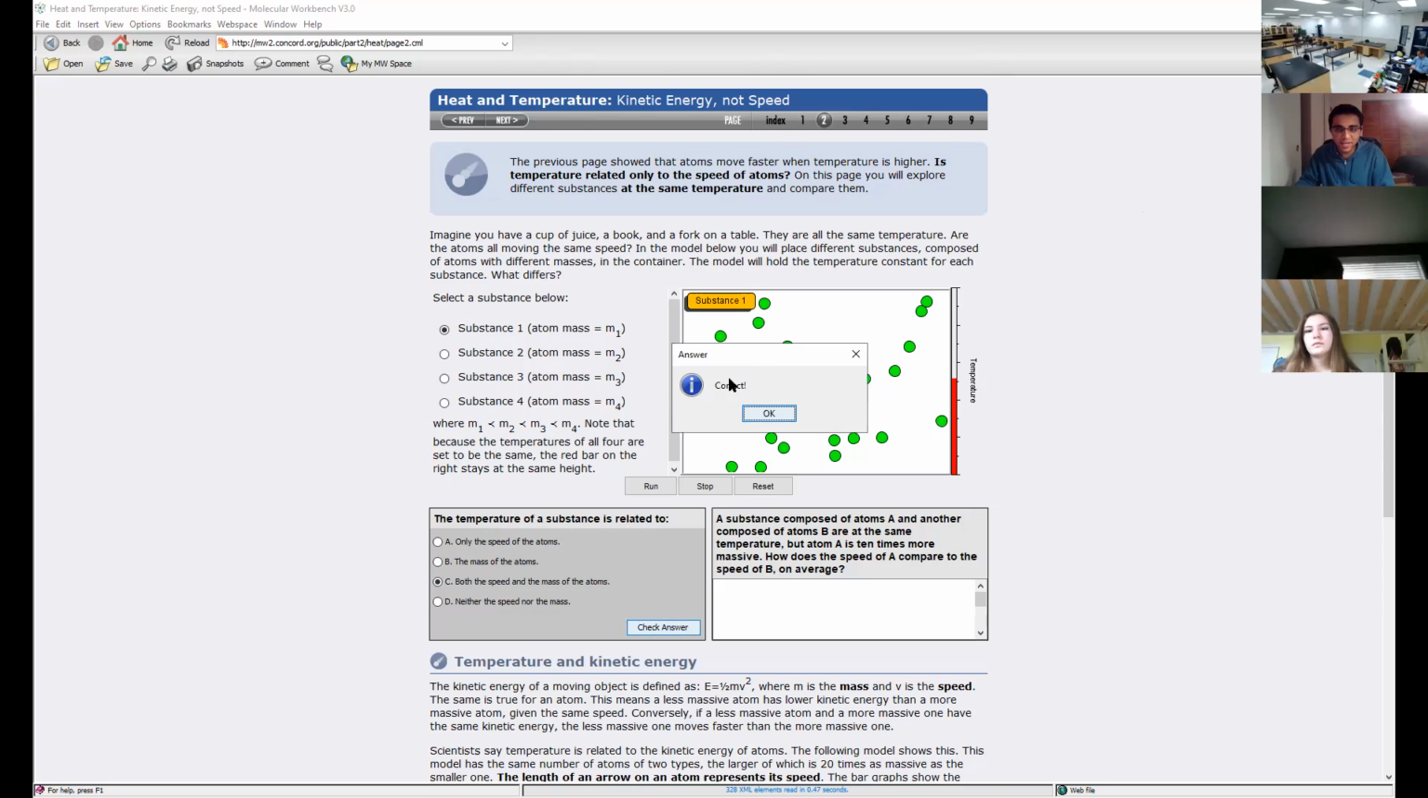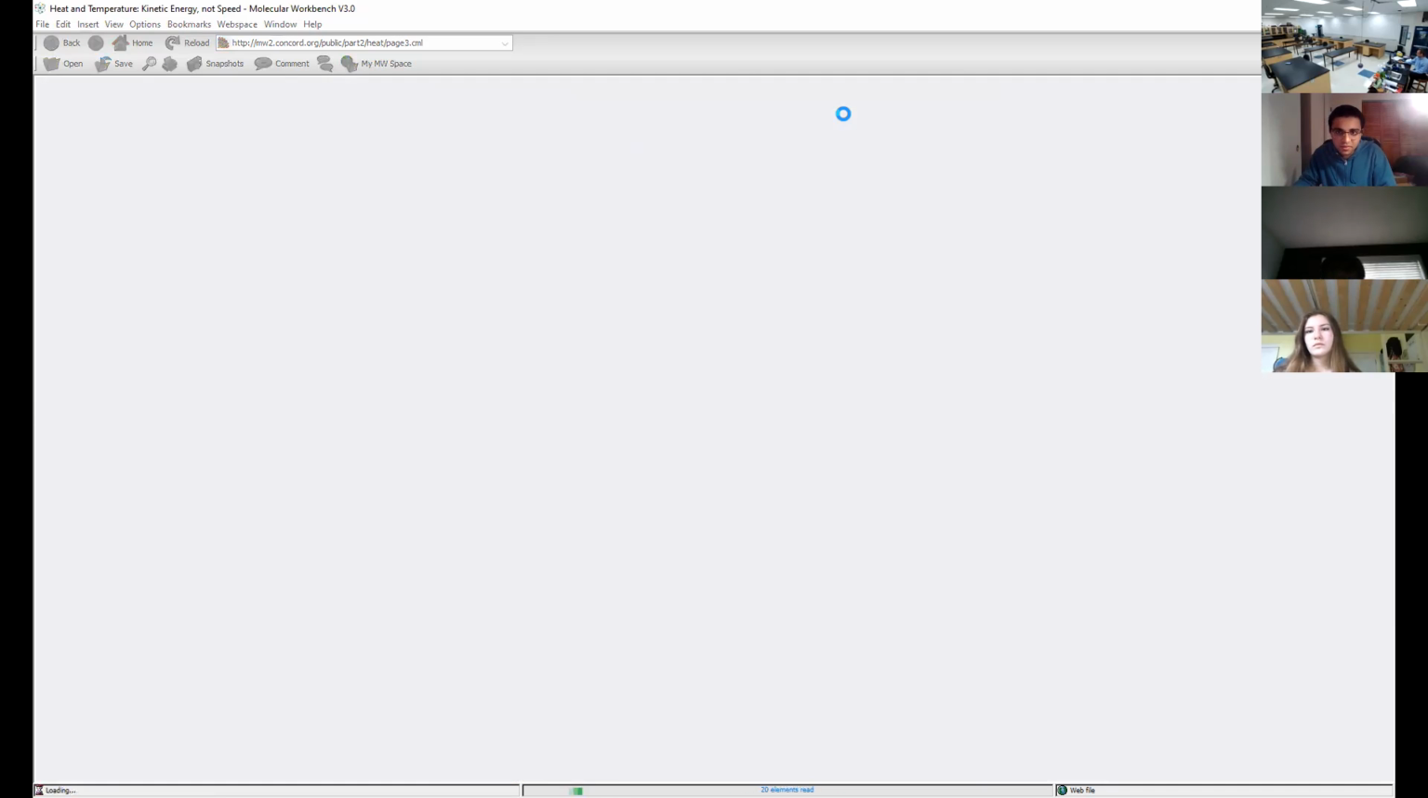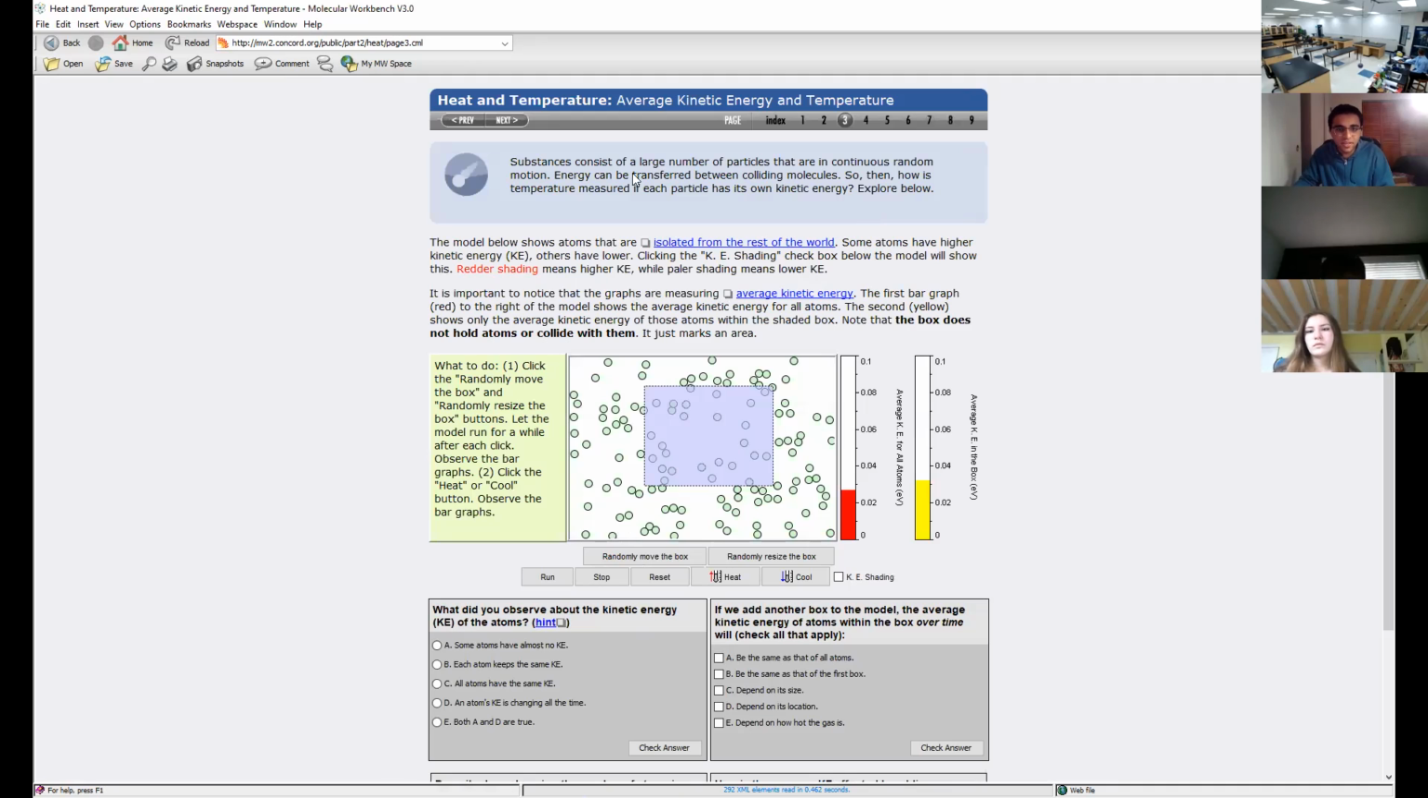All right, as you can see, the answer would be C in this case. I was having some brief issues with chat earlier, but those are fixed. The temperature of the substance is related to both the speed and the mass, because it's dependent on the kinetic energy, which is 1/2 mass times velocity squared, and not just the speed. They show that a little bit in these different substances with different masses, and how the temperature will change. They have a lot of nice demonstrations regarding average kinetic energy and temperature. So let's move a little bit ahead.